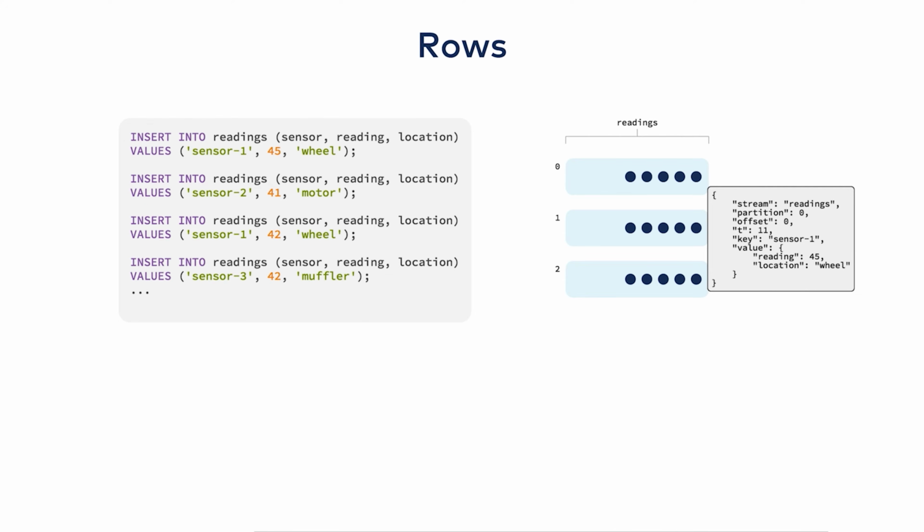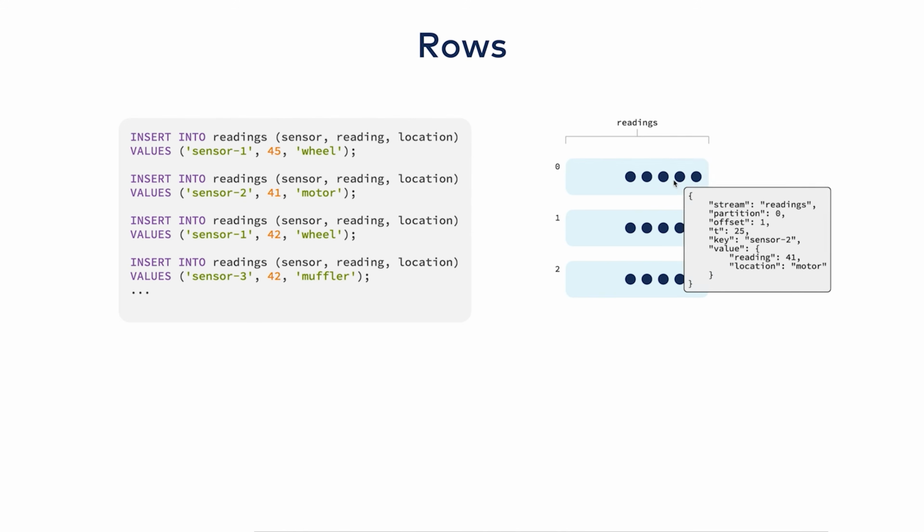Remember that the sensor column was denoted with the key keyword. That is why it ends up in the key position of the underlying Kafka record. This helps you exercise control in SQL of the underlying Kafka data. As you can see, we have more rows, and as I add more rows, they get added to the left.